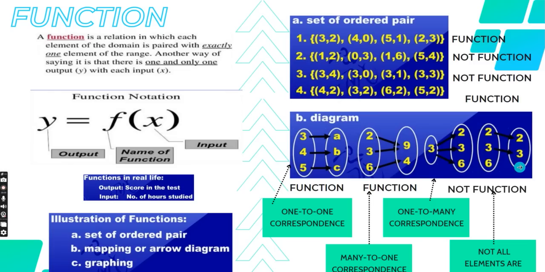Fourth example, we have 2 mapped to 2, 3 mapped to 3, and 6 has no partner. Kahit hindi naulit ang domain natin, pero yung isang domain ay walang partner, hindi siya magiging function kasi walang relation ang 6. Not all elements are represented, so still not a function. Is that clear?